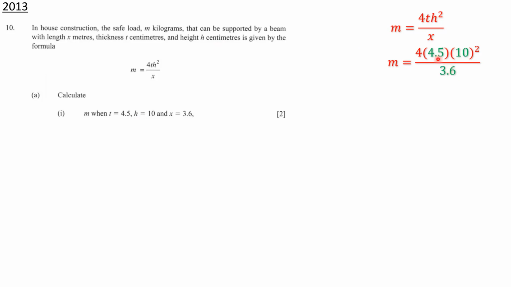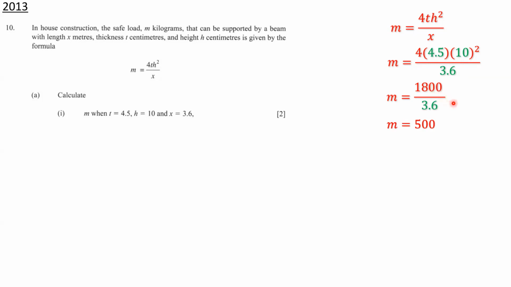Let's multiply the top, and then we can divide. So 4 multiplied by 4.5 multiplied by 10 squared. Now 10 squared is 10 times 10, which is 100. That gives you 1,800. And so now we divide 1,800 by 3.6. That's going to be 500. And so the answer is M is 500.